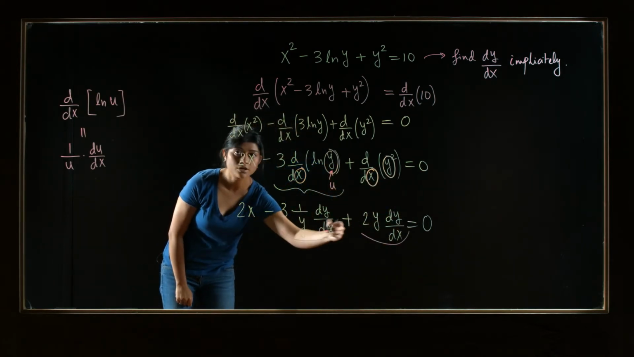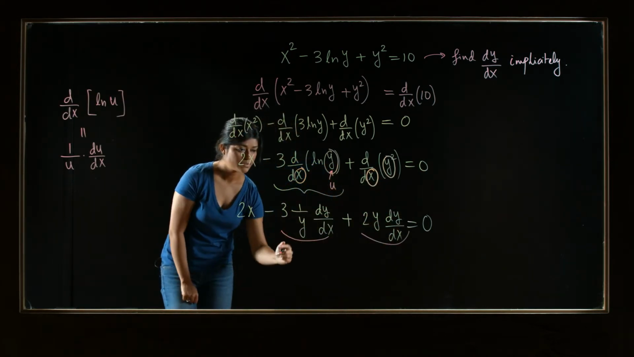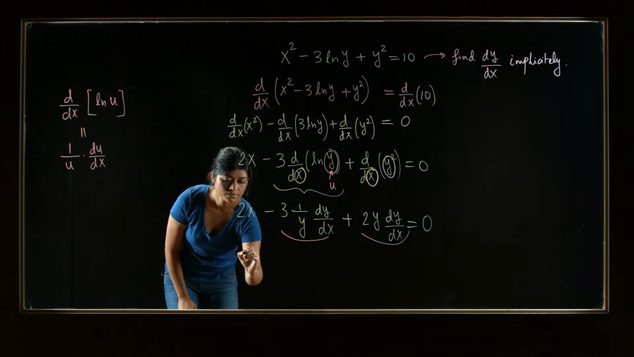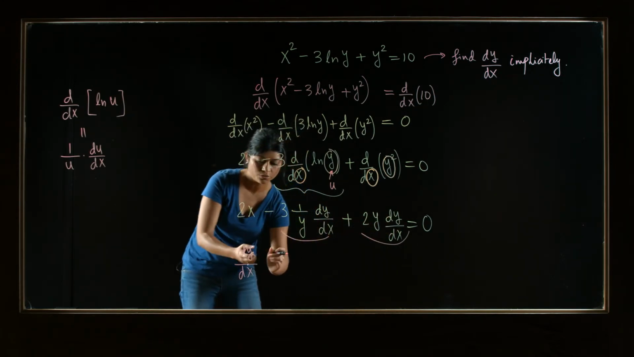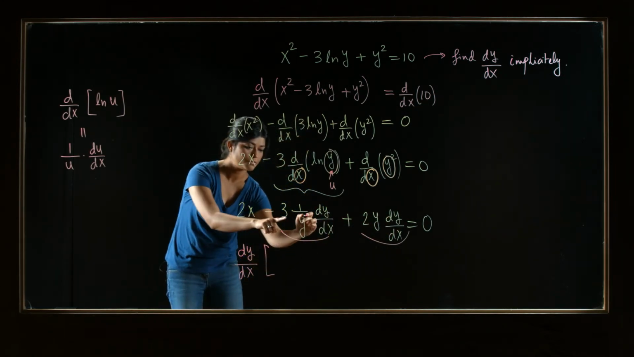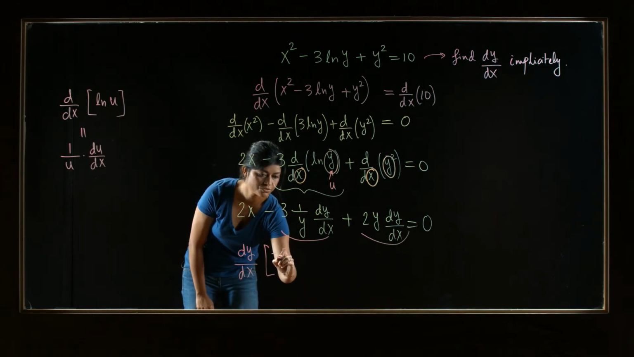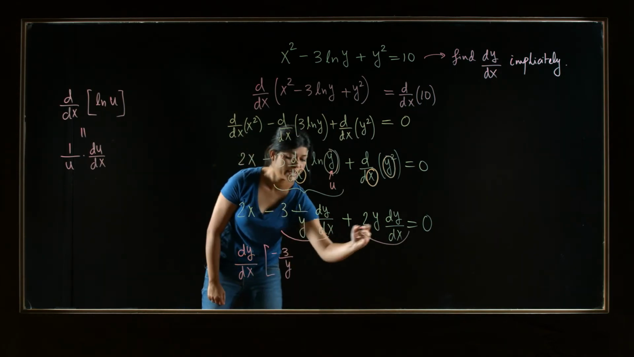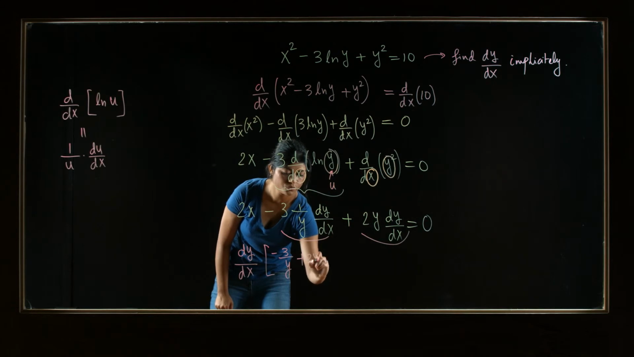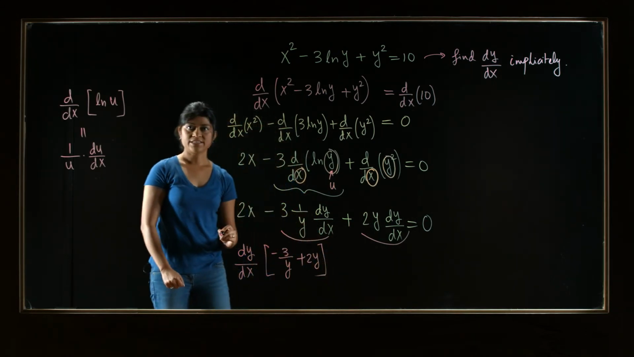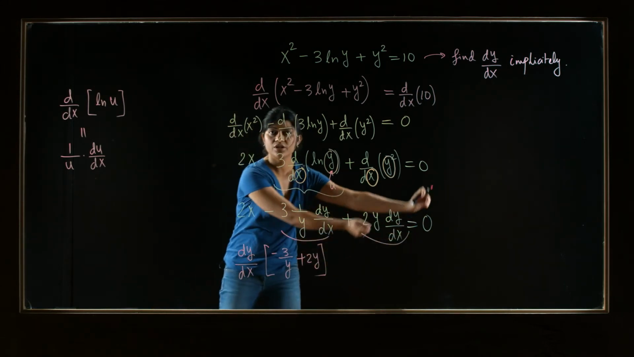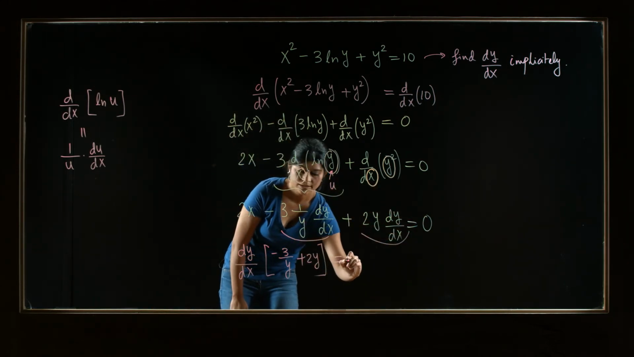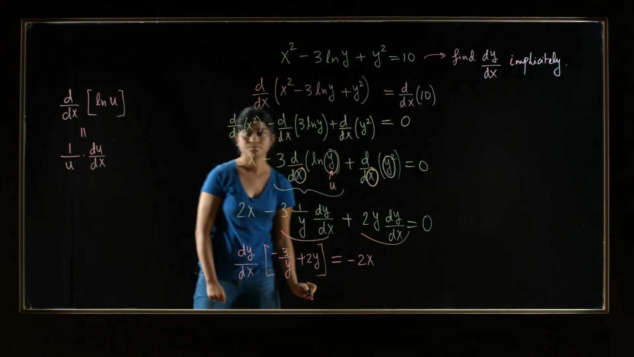So these two terms have dy dx. So let's combine it. Notice that in both terms we have common factor dy dx. So you pull it out and you'll be left with, from the first term, negative 3 over y. From the second term, plus 2y. That's how you combine those two terms. And then this 2x, you can move it to the right hand side as negative 2x.